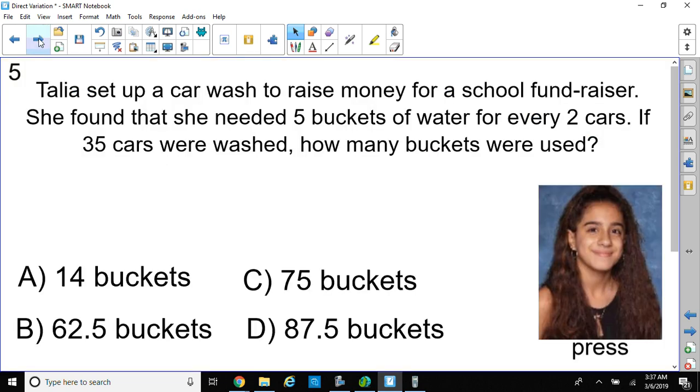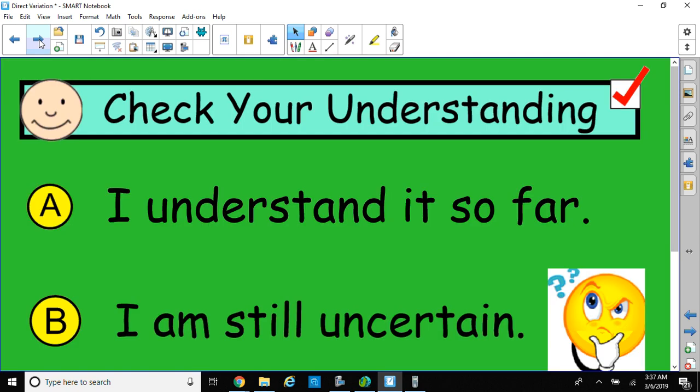So check it out. Oh, hi, Talia. So how many buckets were used? So check out Tayu's question, see if you can figure it out. I check your understanding. I hope things are going well. If not, write them down. Write down those questions and bring them in tomorrow, and we'll solve them in class.